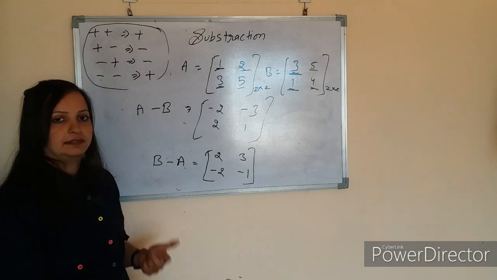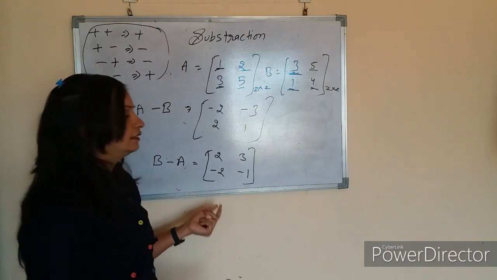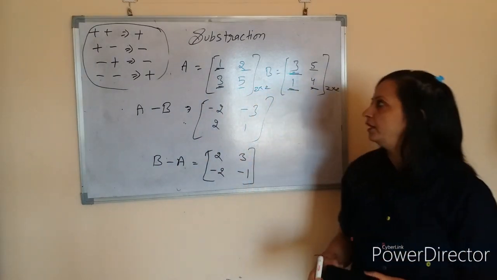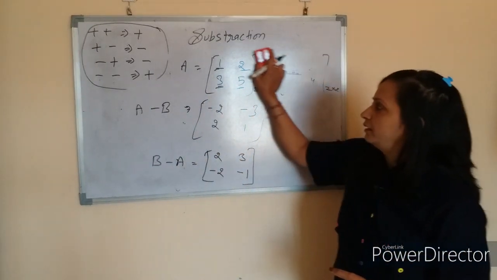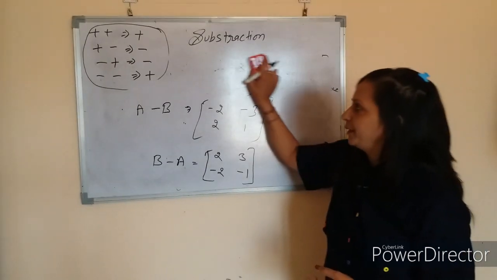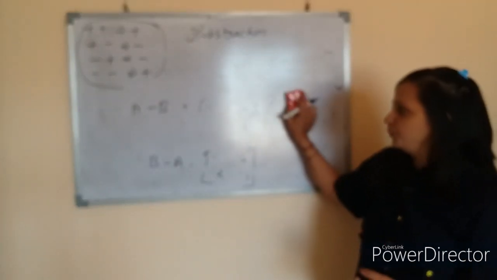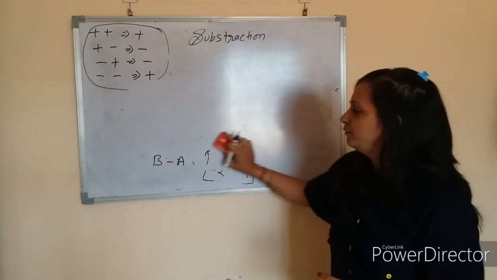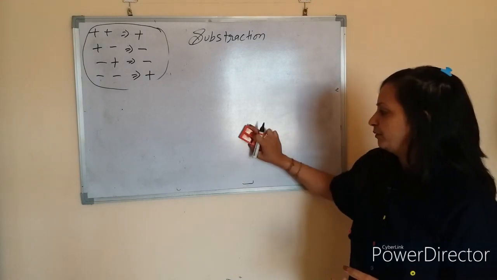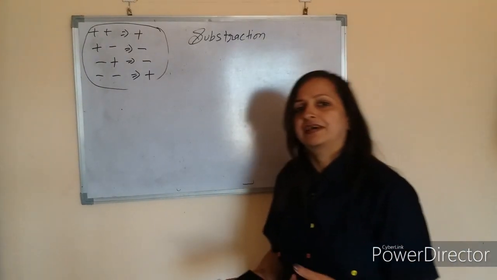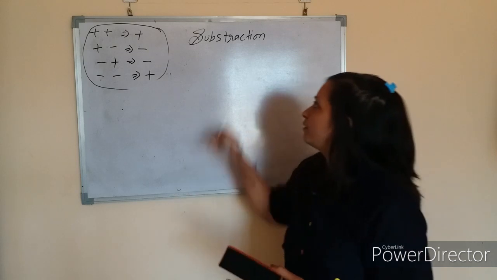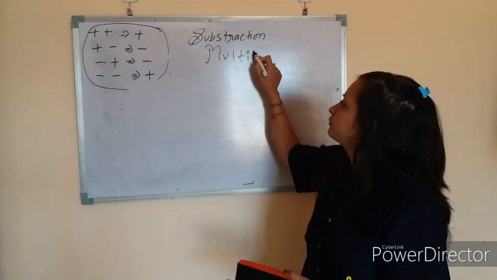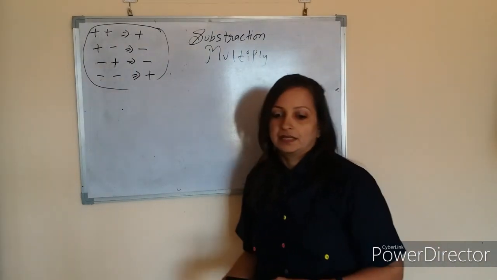So this is the answer of A minus B, and this is the answer of B minus A. As you can see, these are not the same, so we cannot say that matrix subtraction is commutative. It's not. Okay, so I think we are clear about addition, we are clear about subtraction. So we can move to the next operation. And in schooling, we have these types of operations performed, that is addition, then subtraction, then we learn how to multiply. So here also we are moving to multiplication.